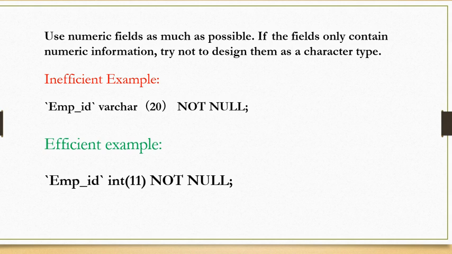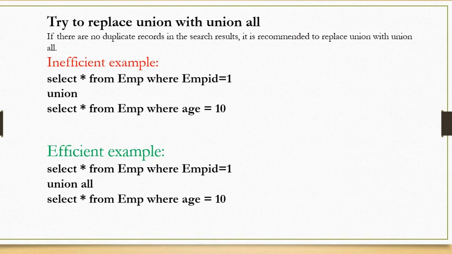The reason is, compared with numeric fields, character type will reduce the performance of query and connection and will increase storage overhead. Okay, the third one is try to replace union with union all. If there are no duplicate records in the search result, it is recommended to replace union with union all.